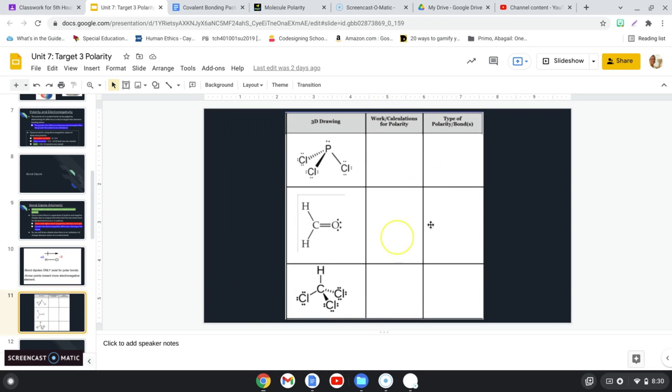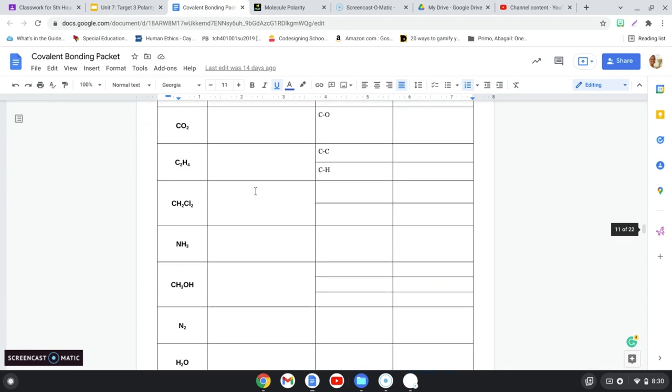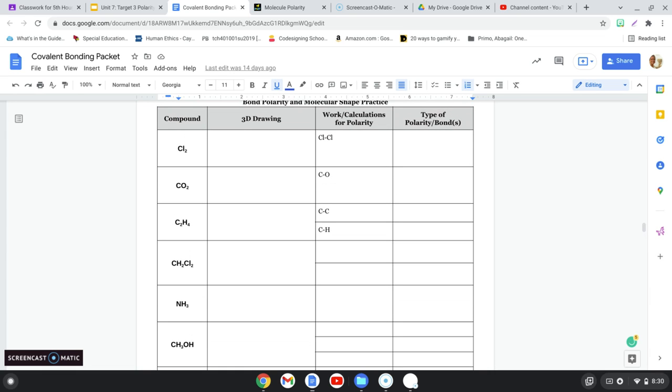So this is just more practice from your packet. What I wanted you to also do yesterday is work through at least 4 of the problems on page 11. So, 3D drawing for chlorine, I can't really do it on here because I'm typing, but this is 2 chlorines. This is my very poorly done drawing of chlorine.